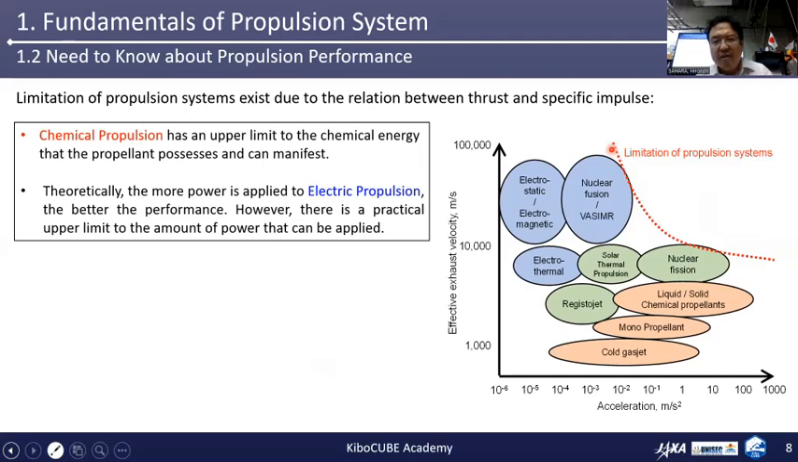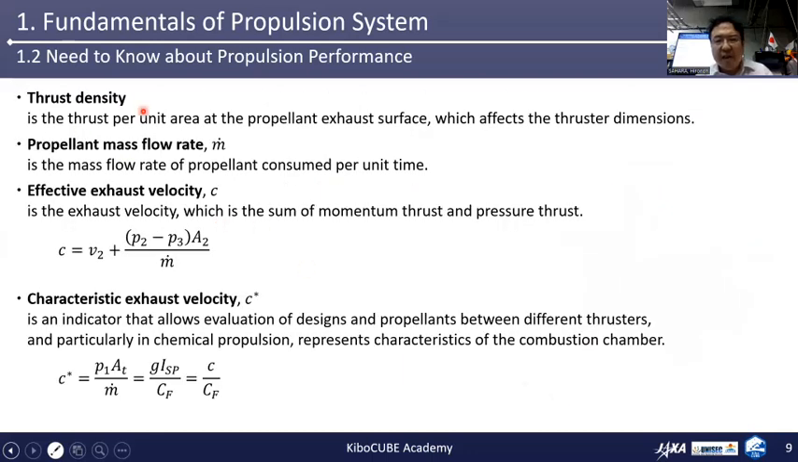Note that the acceleration on the horizontal axis and the effective exhaust velocity on the vertical axis are physically quantities proportional to the thrust and specific impulse, respectively. Thrust density is related to thruster size in the propulsion system, which affects the area occupied by the thruster relative to the satellite wall. Effective exhaust velocity is the specific impulse multiplied by the acceleration of gravity. It is further multiplied by the propellant mass flow rate to obtain the thrust. Characteristic exhaust velocity can be used to compare thrusters, especially in chemical propulsion.